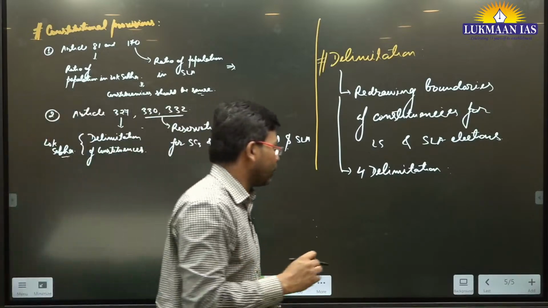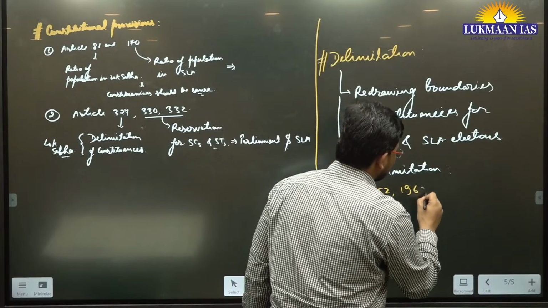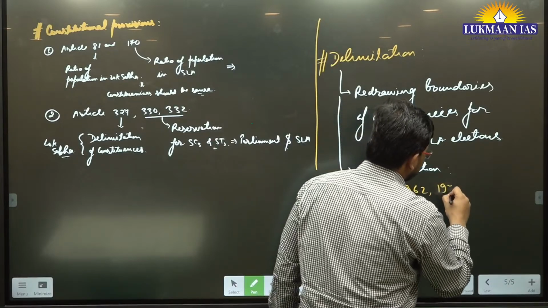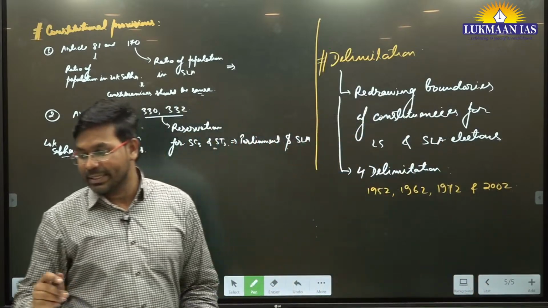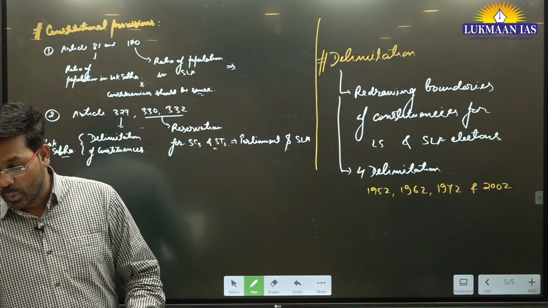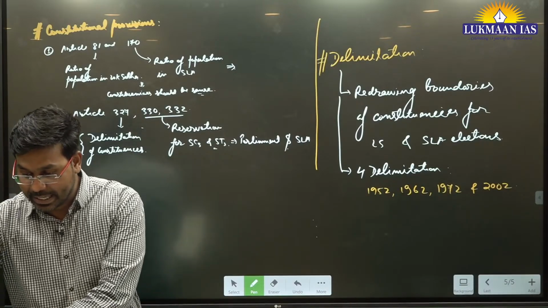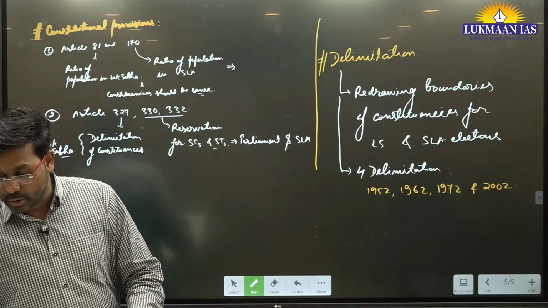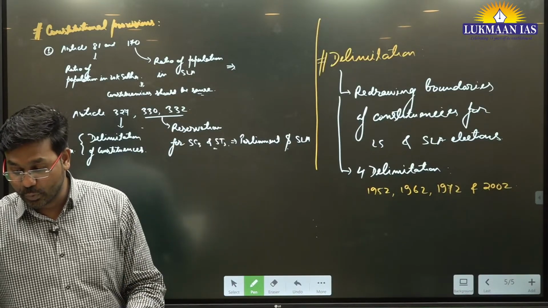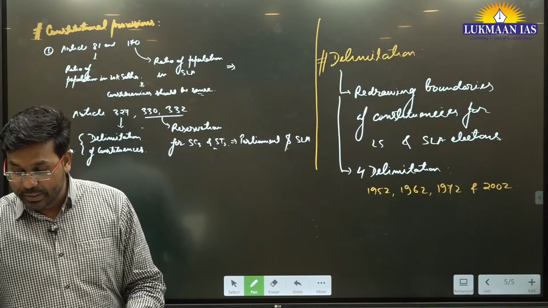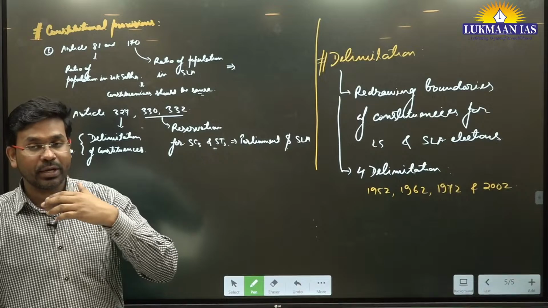1972 and 2002. So these are the years when delimitation exercises were conducted in India. And after conducting the delimitation exercises, the 42nd Amendment Act in the Constitution of India, in 1976, froze the population figure in the 1971 census for delimitation until after the 2001 election.